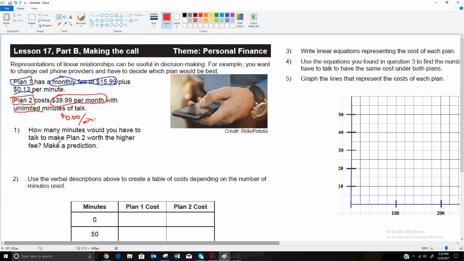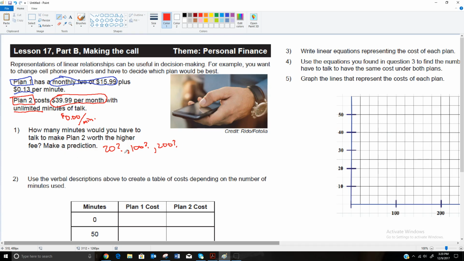So how many minutes would you have to talk to make plan 2 worth the higher $39.99 fee? Well, we don't know right yet. We'd have to do a little calculation. They just want us to make a quick prediction, and I have students guess anywhere from 20 minutes to 100 minutes to 200 minutes. Think to yourself what you think that might be without actually calculating it.